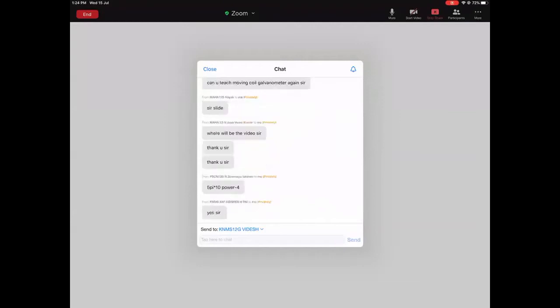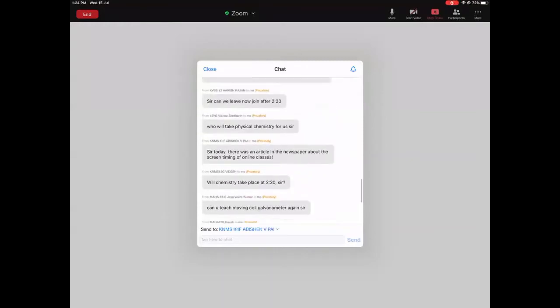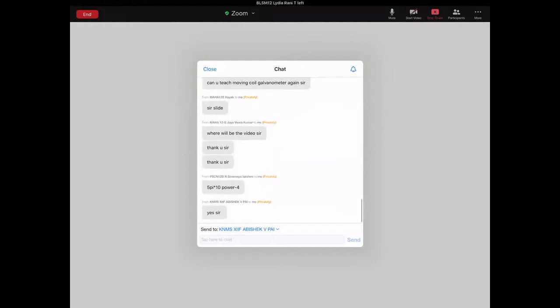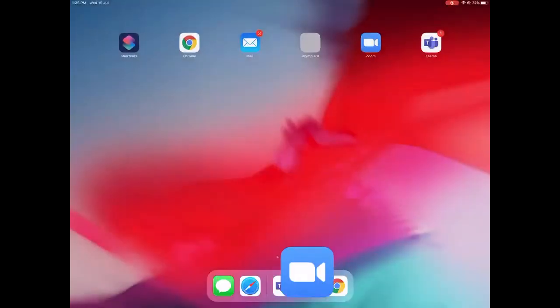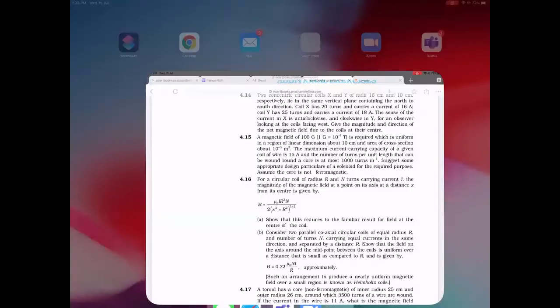Yeah, 5 pi into 10 power minus 4. Okay, so Soumya is working. The others are all talking and doing unnecessary things. Waiting for 2-3 more answers. Question number 4.14, NCERT textbook. Question number 4.14, please work out.